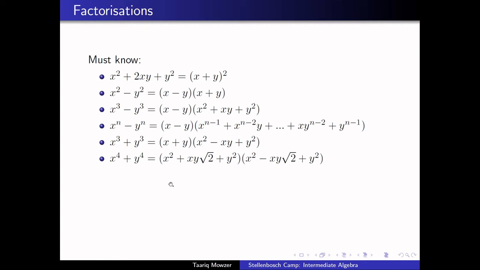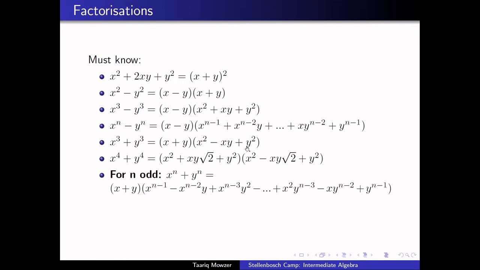There's this factorization. I honestly don't think it's that useful. For some reason we teach it. And so x to the 4 plus y to the 4 is equal to x squared plus xy times root 2 plus y squared, times x squared minus xy times root 2 plus y squared. Sometimes it gets used. I think it's kind of rare. This one, and this one is a lot more important in my opinion. Then the plus signs are a bit weird.